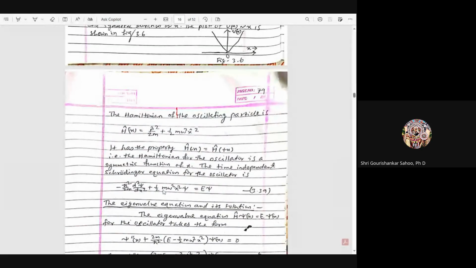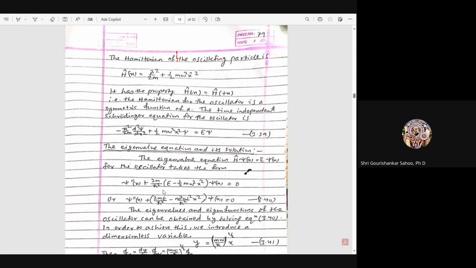Here the Hamiltonian of the oscillating particle, Ĥ, is equal to p̂²/2m plus half m ω² x̂², and it has the property Ĥ(−x) is equal to Ĥ(x) because it is a symmetric function about the y-axis. So the Hamiltonian for the oscillator is a symmetric function of x, and the time independent Schrodinger equation for the oscillator is −ħ²/2m d²ψ/dx² plus half m ω² x² ψ is equal to Eψ.